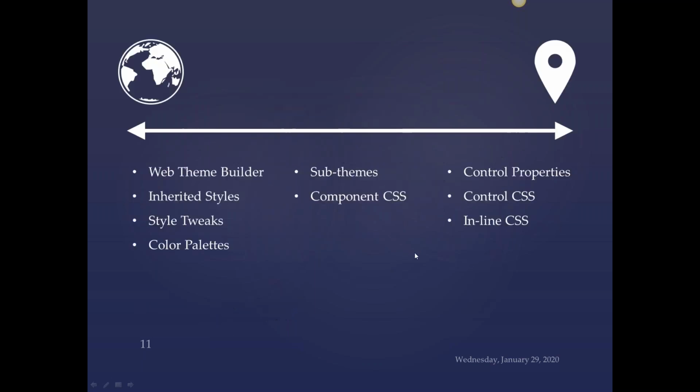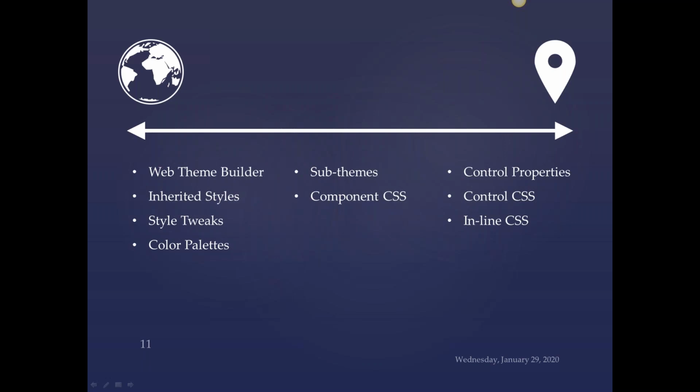So we're going to go through all those tools today, and just to give you a broad overview of how these tools work. On the left-hand side of the screen here, we have tools that globally affect your application. And on the opposite side, we have tools that locally affect a control. So things that are going to globally affect the style would be making changes in the web theme builder, creating and using an inherited style, making or changing style tweaks, or using color palettes. These are going to provide changes throughout your whole application that just affect everything in your project.